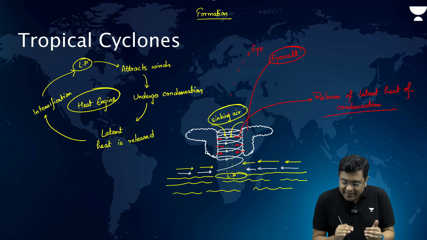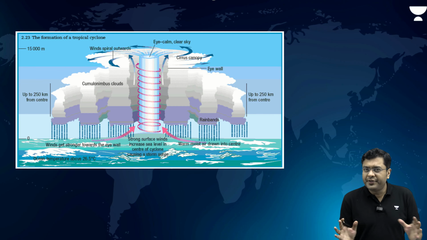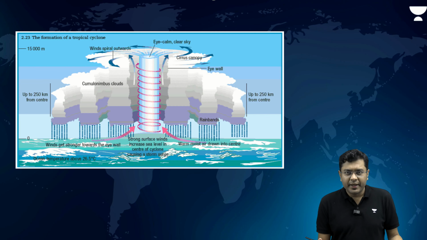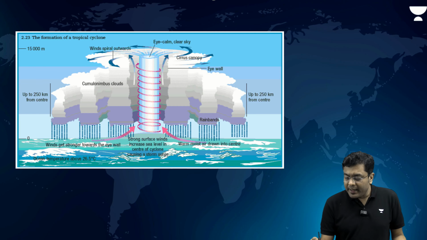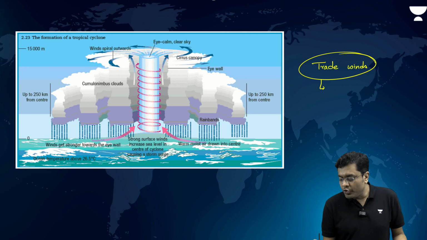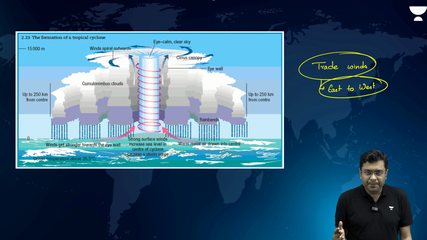Now, this is the entire cyclonic circulation. When you observe this cyclonic circulation, it ends up moving from one region to another under the influence of the permanent wind system, and in the tropics, the permanent winds are trade winds. The direction of the trade winds is always east to west. So that is why the general movement of these cyclones will be east to west.